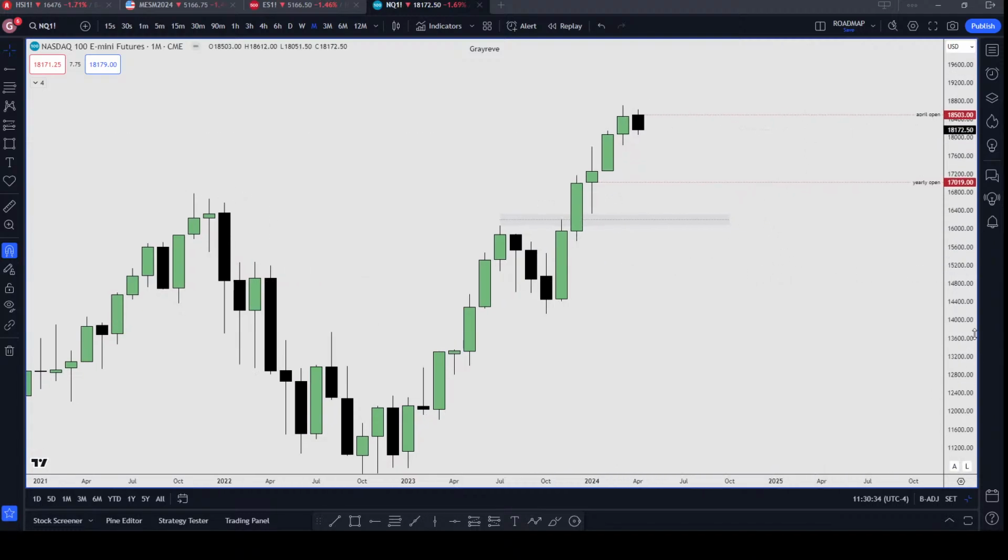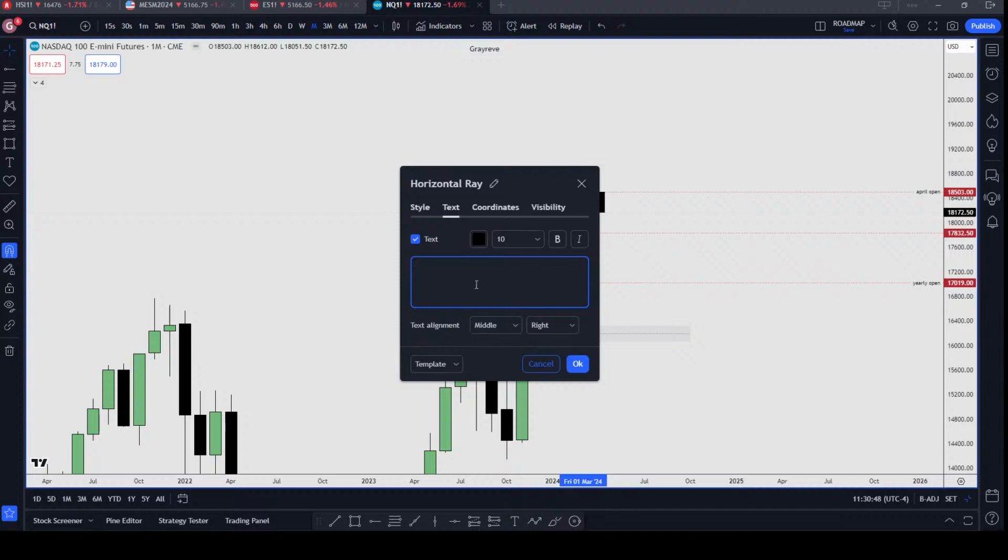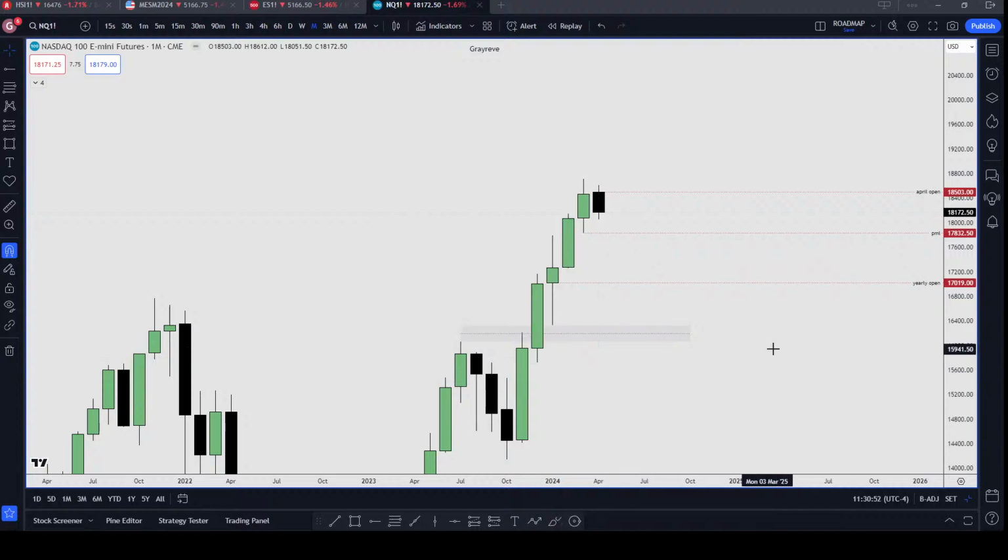Right, so on the monthly chart, we do have this fair value gap down here, which is the previous month's low. I'm going to highlight that. This is for NQ, right? So previous month low. And for short-term objectives, I think we are probably going to attack this area here by the end of the month.